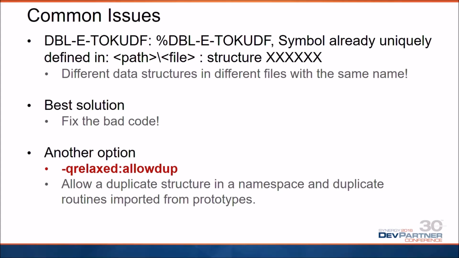Another type of common issue: "symbol already uniquely defined in structure", whatever. Basically, different data structures in different files with the same name. Again, we're in a single compilation unit scenario here, so it's going to find those things and they're going to clash with each other these days. Best solution, again, fix the bad code. Why have you got 3 structures with the same name that aren't the same? It's pretty bad practice. But again, you can QRelax allow dupe to get around that, on a temporary basis.